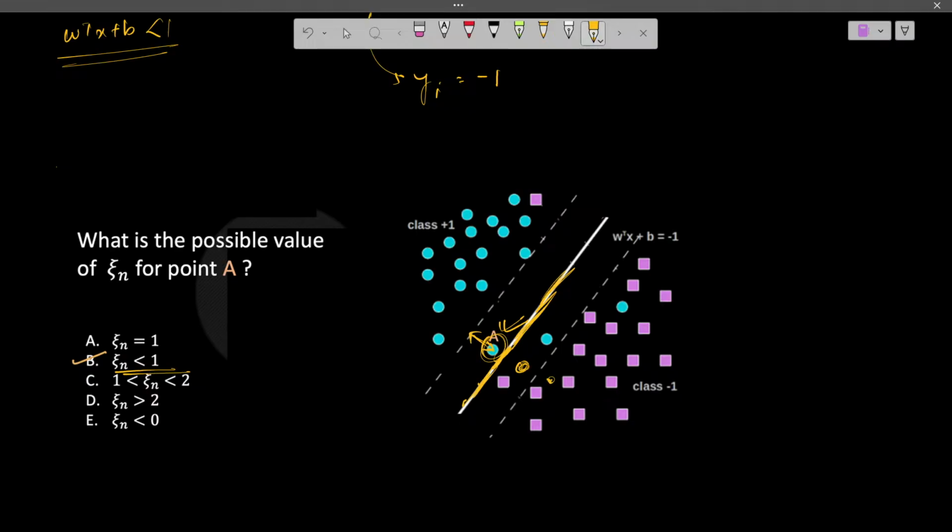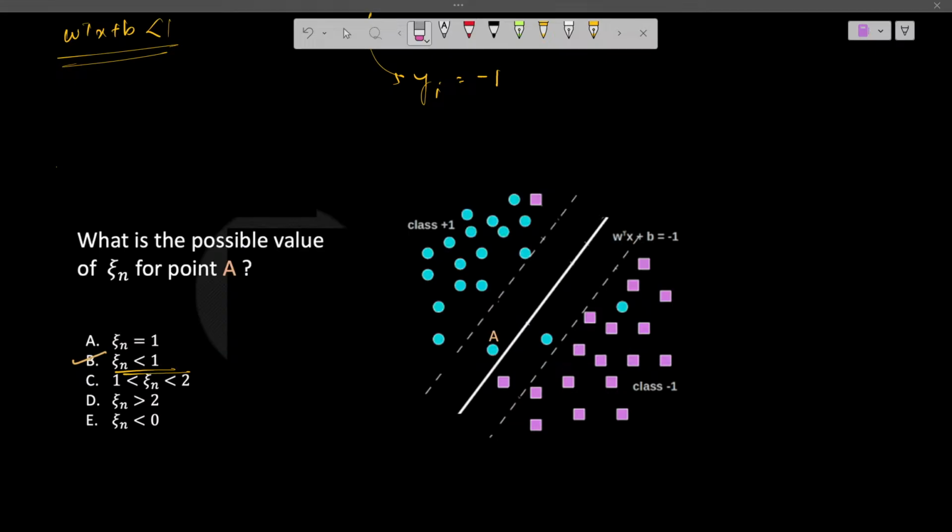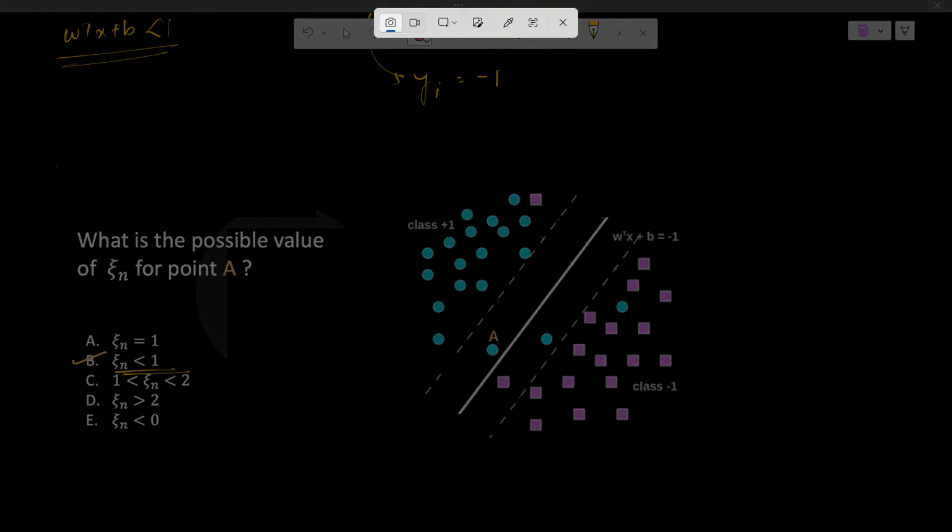And if this is here, something like that, in that case, can you tell me what it would be? Here it is greater than 1 and less than 2. Here it is basically greater than 2, the slack value would be greater than 2. So these easy things are here. Next, let's see. Yeah, this is what I was talking about.